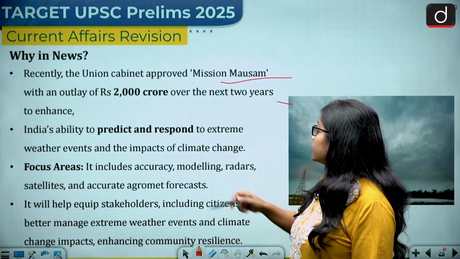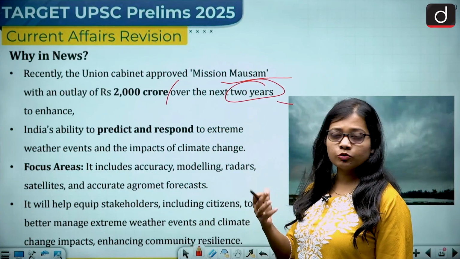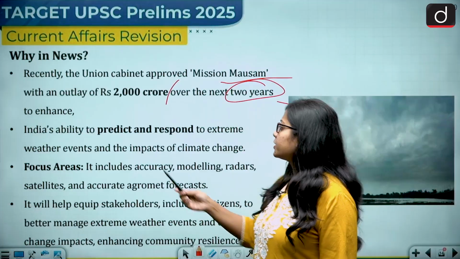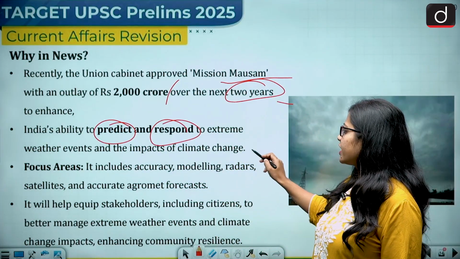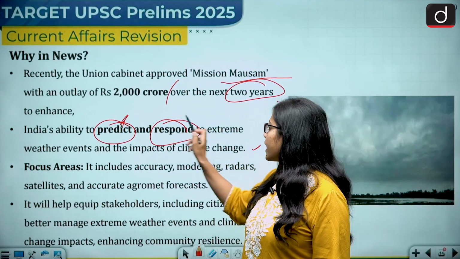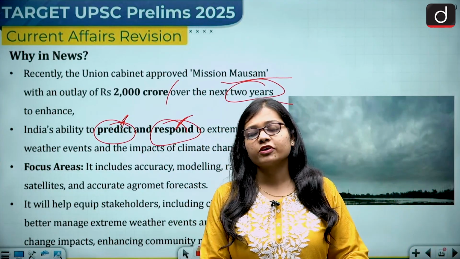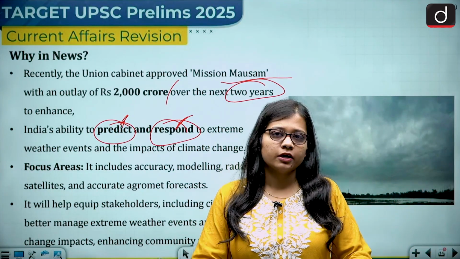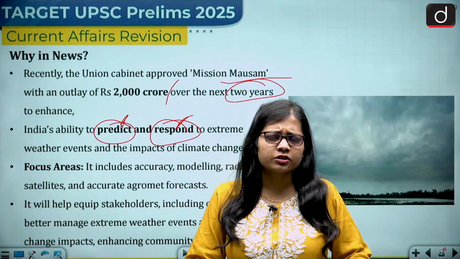Now this was in the news because the Union Cabinet has approved the Mission Mausam with an outlay of rupees 2000 crore over the next 2 years, and this is with regard to enhancing India's ability to predict and respond to extreme weather events and the impacts of climate change. For example, extreme weather events like landslide, or you can say more extreme, cyclone, earthquake.